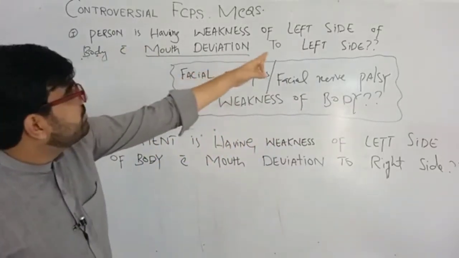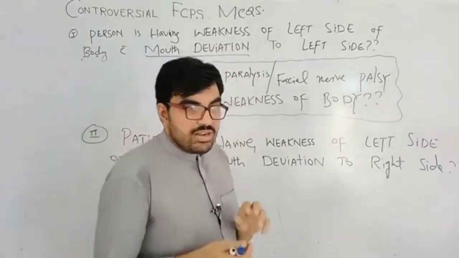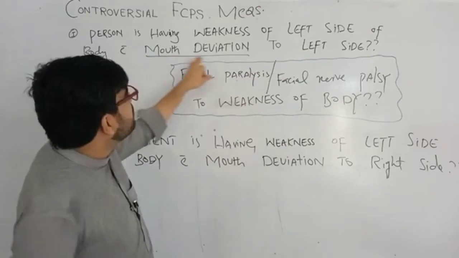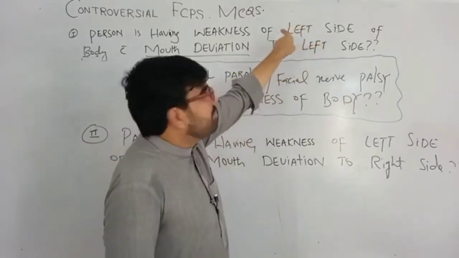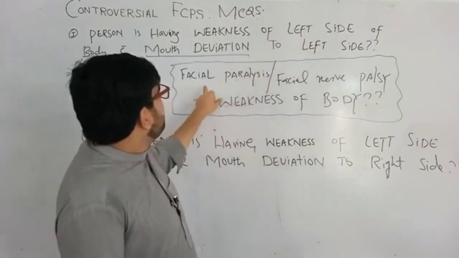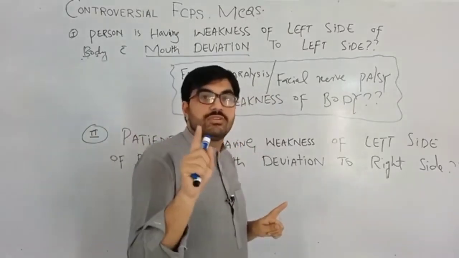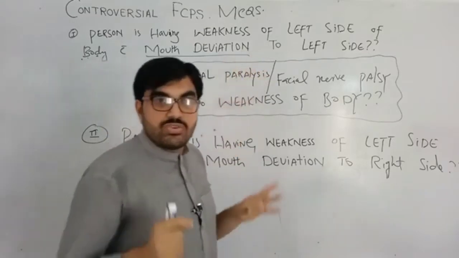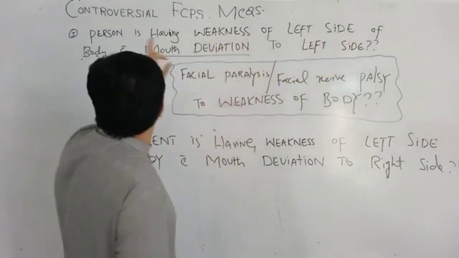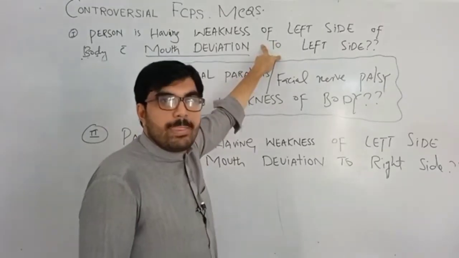A person has weakness of the left side of the body with mouth deviation to the left side. Now, what is meant by contralateral and ipsilateral? We get confused: weakness of the left side of the body with mouth deviation to the left. We think that this is ipsilateral, but the association should be taken between the facial nerve and the weakness of the body, not the mouth deviation. The mouth is deviated toward the healthy side. So we confuse this thing. We think this is ipsilateral and we commit a mistake.